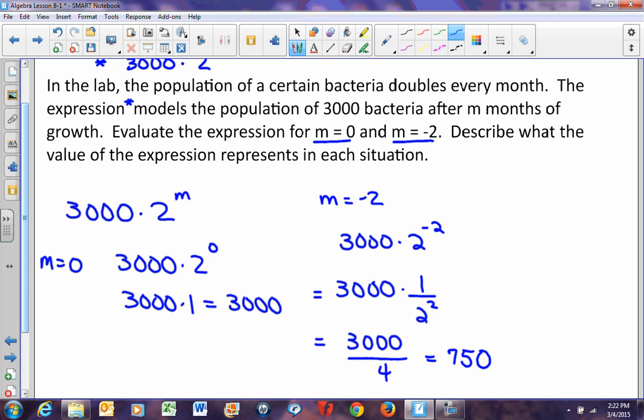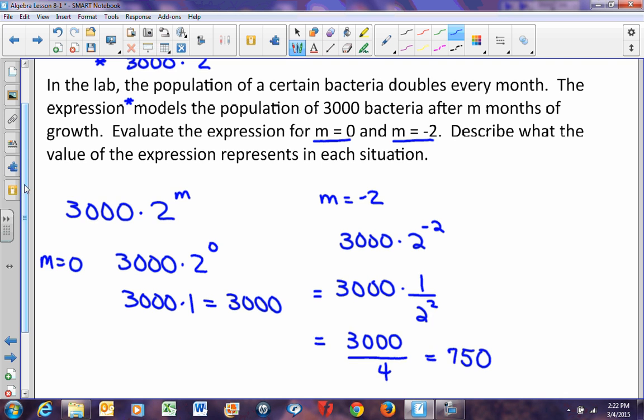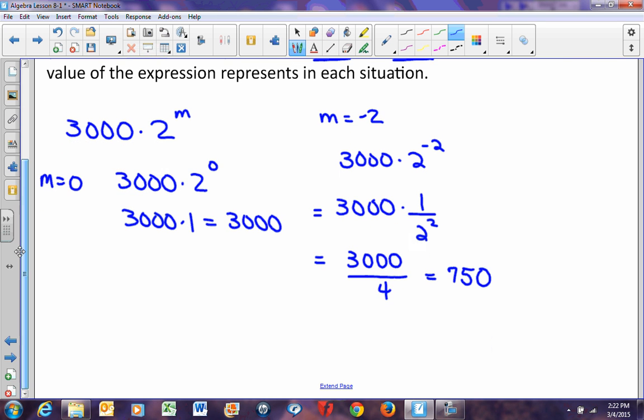Now, it says, describe what the value of the expression represents. Basically, when m equals 0, the value is 3,000. This represents the initial population. Okay, this is the beginning of the population of your bacteria. So when m equals 0 is your initial population of 3,000 bacteria.